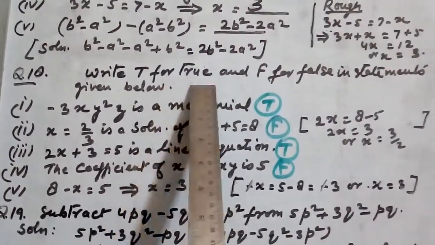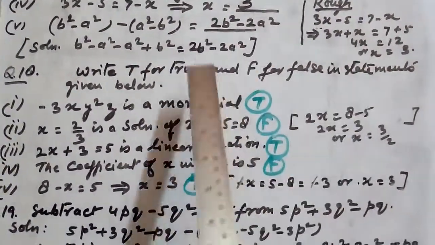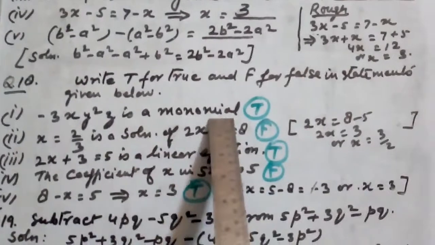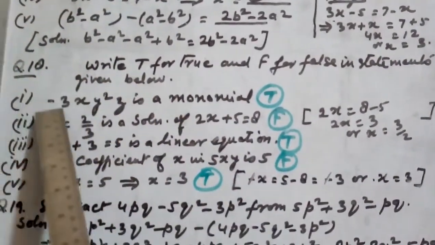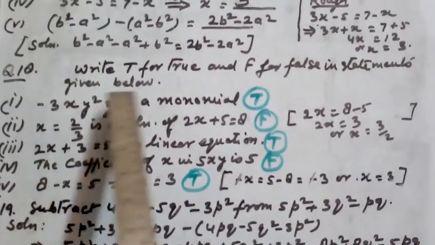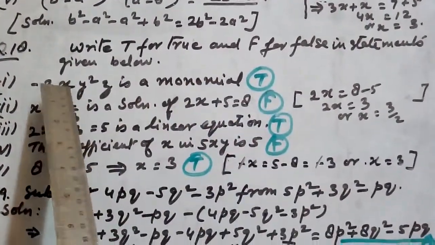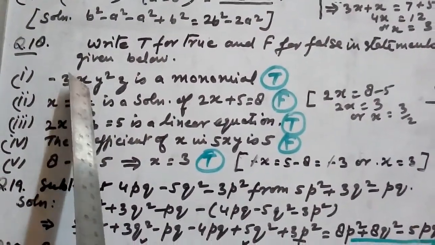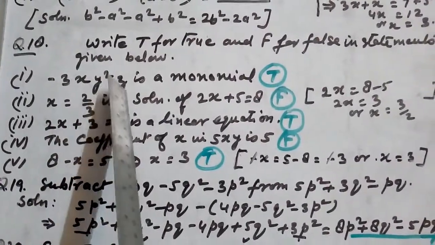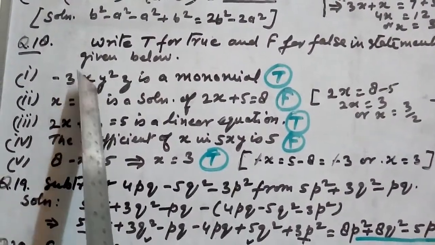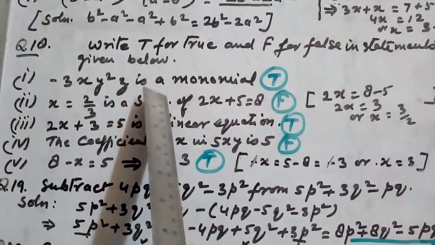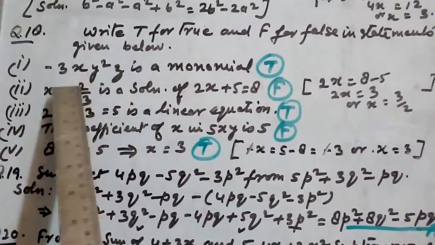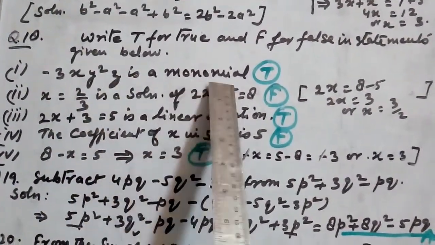Now the next question is: write T for true and F for false in the following statements. Minus 3x y square z is a monomial. Children, this combined together is one term, so this is a monomial. Don't count these three variables as separate variables, x and y and z. If it were x plus y plus z, then it would not be a monomial. But when they are combined together as one term like 3x y square z, it is a monomial.